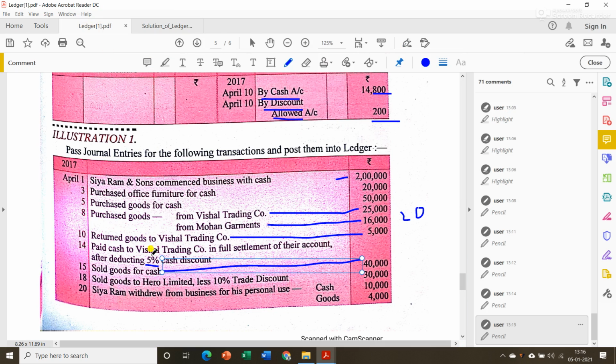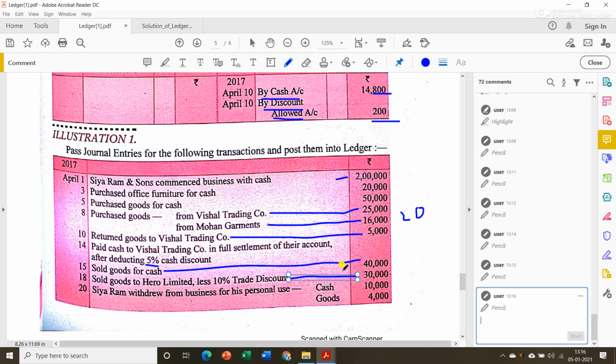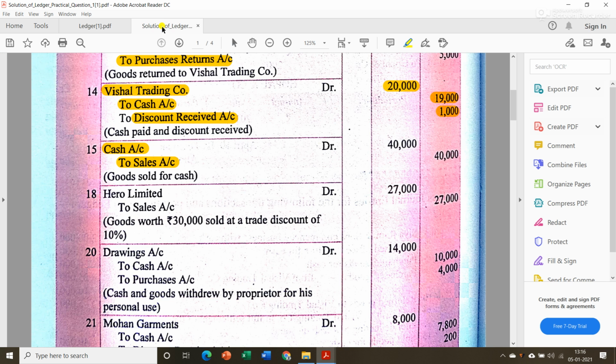Then next journal entry we have sold goods to Hero Limited less trade discount of 10%. Means we sold goods worth rupees 30,000 less 10% trade discount. So for journal entry it will be Hero Limited to sales account. Remember, we don't record trade discount in journal or in our books, so we can simply deduct 10% of 30,000 from 30,000. Okay, so 10% is nothing but 3,000, and after deducting that 3,000 we get 27,000.